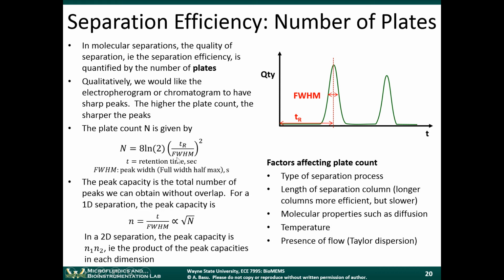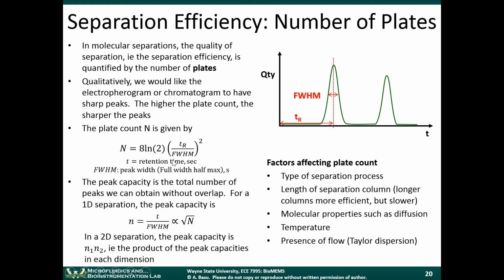It is expected that the longer a band is in your column, that band may spread out a little bit due to the diffusion of molecules within the column. But that's why this is expressed as a ratio. If your full width half max is very small, then the plate count will be very high. A high plate count means you have a very good separation efficiency. And you can see that it's inversely proportional to the square of the peak width, or the full width half max.